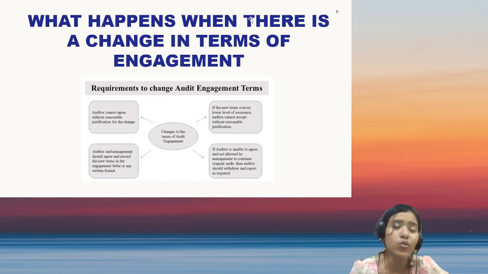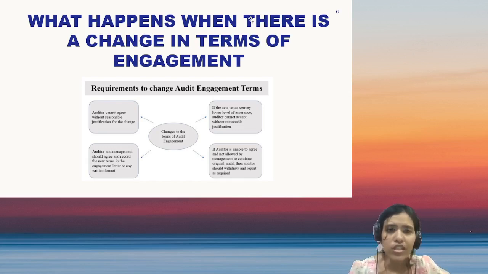Now, the situations which are unreasonable, which may cause the auditor to withdraw from the engagement. One such situation could be a sudden limitation on the scope of work of the auditor, or a change from reasonable assurance to limited assurance due to certain frauds in the company.